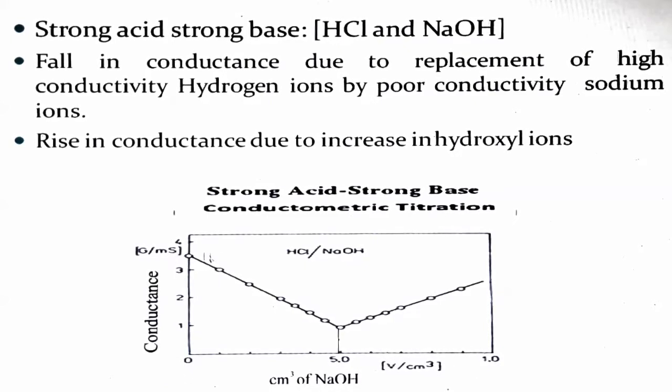What we see in this graph: when we have only acid, and we have not added NaOH, the conductance is highest. Why is it highest? Because this point is showing conductance due to HCl, where the volume of NaOH is 0. Since the mobility of H+ ion is the highest, we see the highest conductance here.